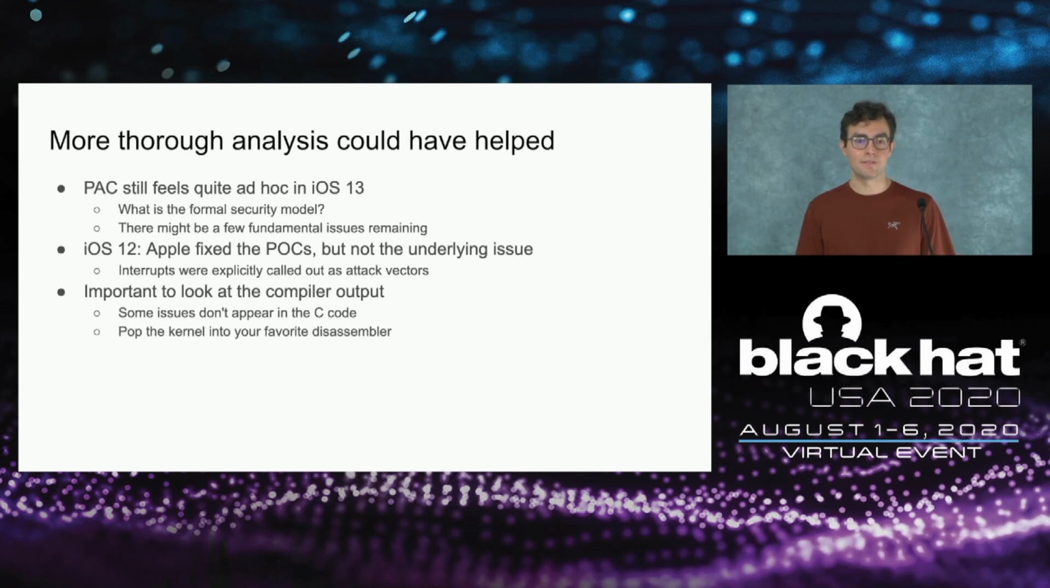One other thing which I think is definitely worth pointing out is that it's very, very important to look at the output of your compiler. A lot of these issues with pointer authentication are not visible if you're just looking at the C code. So it is crucially important that you pop the kernel into a disassembler, take it apart, and look at the register allocation to get a good understanding of what the low-level characteristics of your code are.